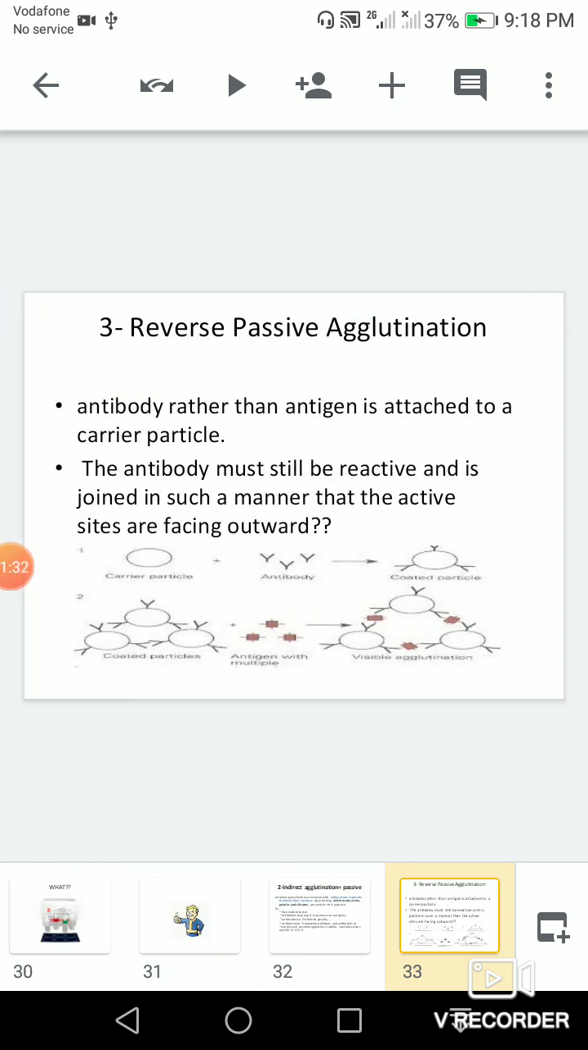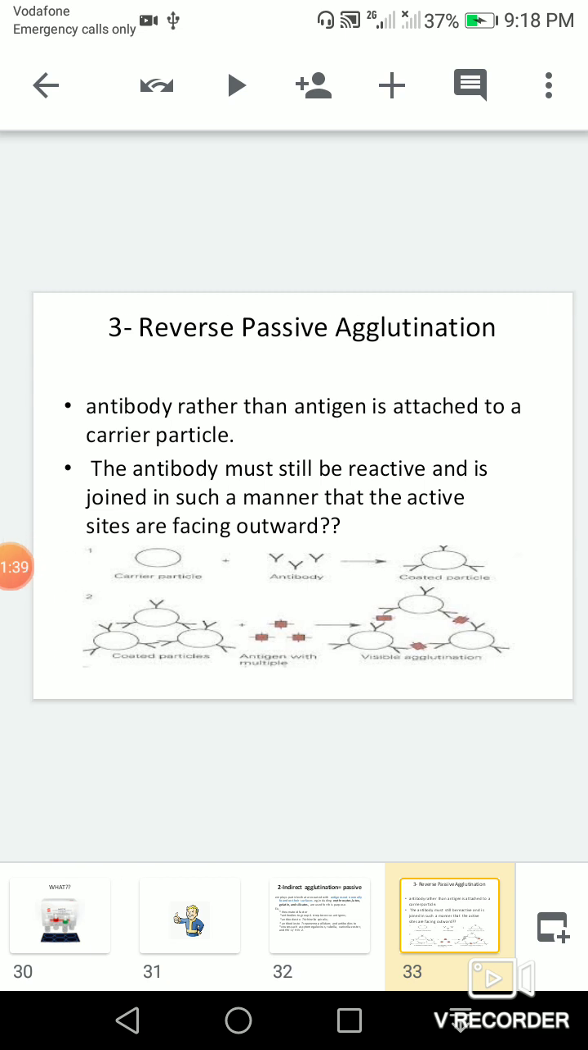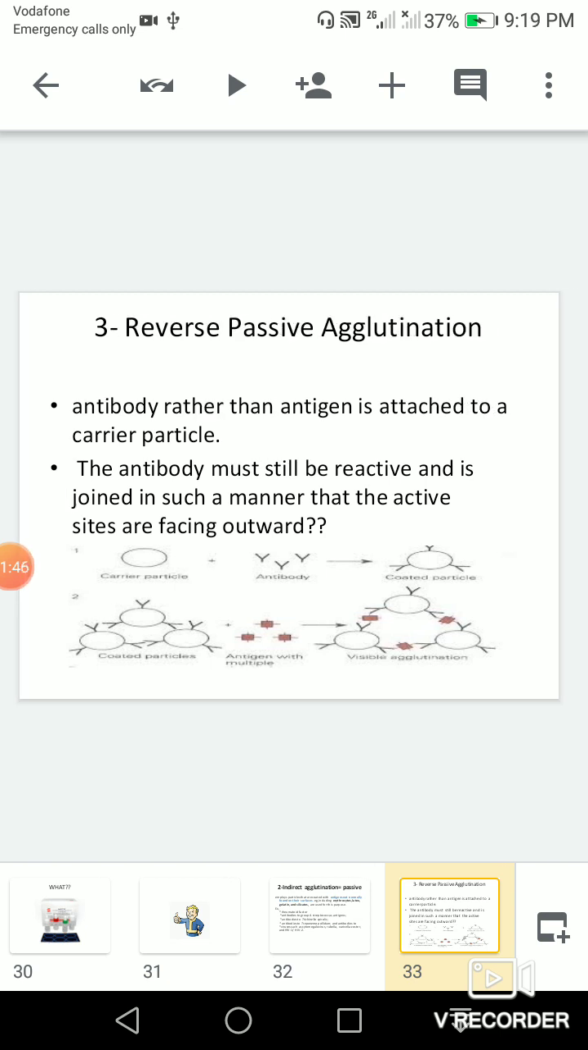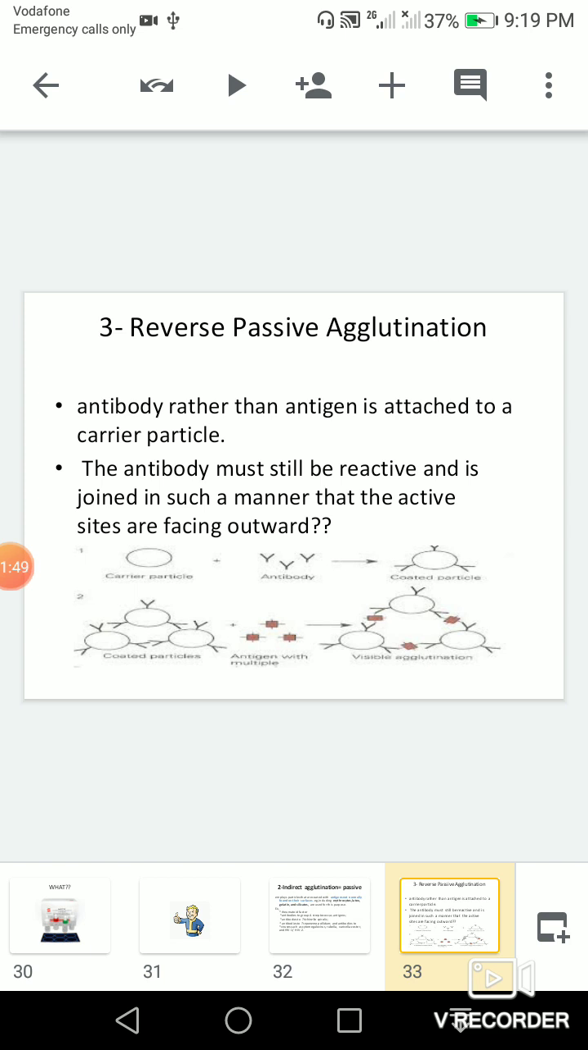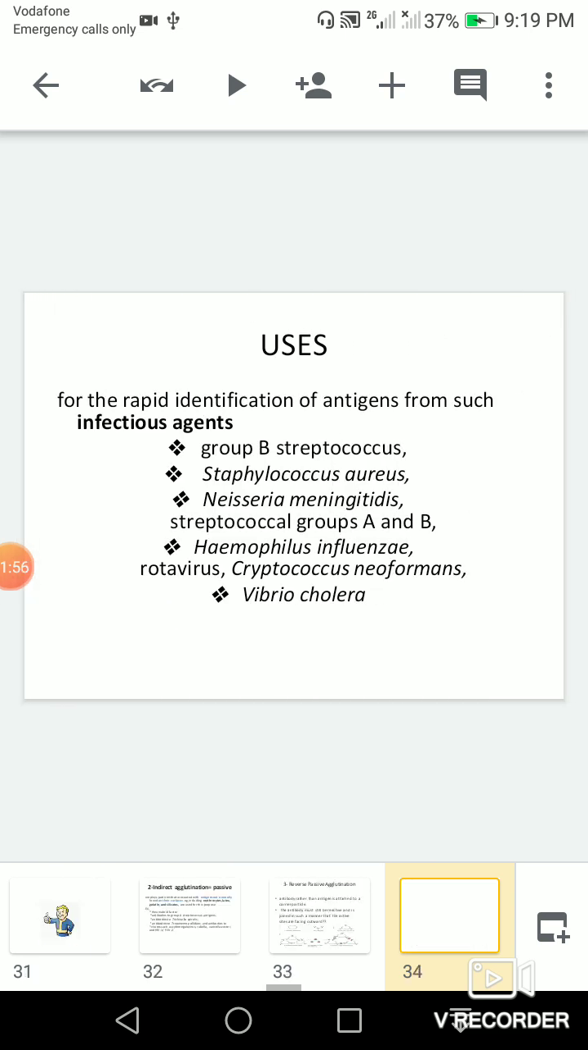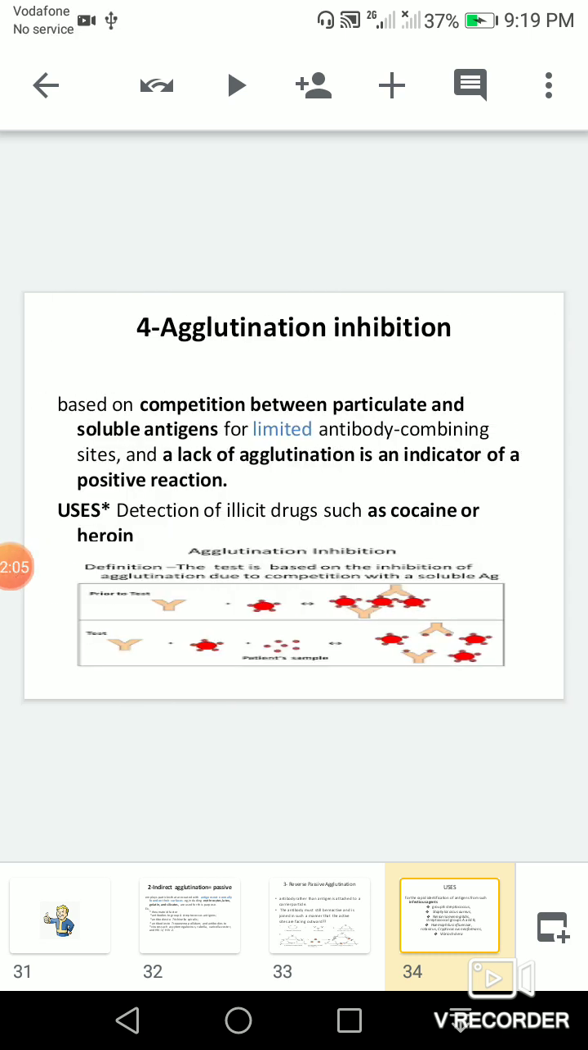What about the reverse passive agglutination? In this situation, the antibody, rather than the antigen, is attached to a carrier particle. The antibody must still be reactive and is joined in such a manner that the active sites face outward, so it can bind to the antigen and cause an agglutination reaction. Here the antibody is presented over the slide, fixed, and the antigen is added to the antibody, forming an agglutination over this slide. What are the uses? It's used for rapid identification of group B Streptococcus, Staphylococcus aureus, Neisseria meningitidis, Haemophilus influenzae, Vibrio cholerae, and others.